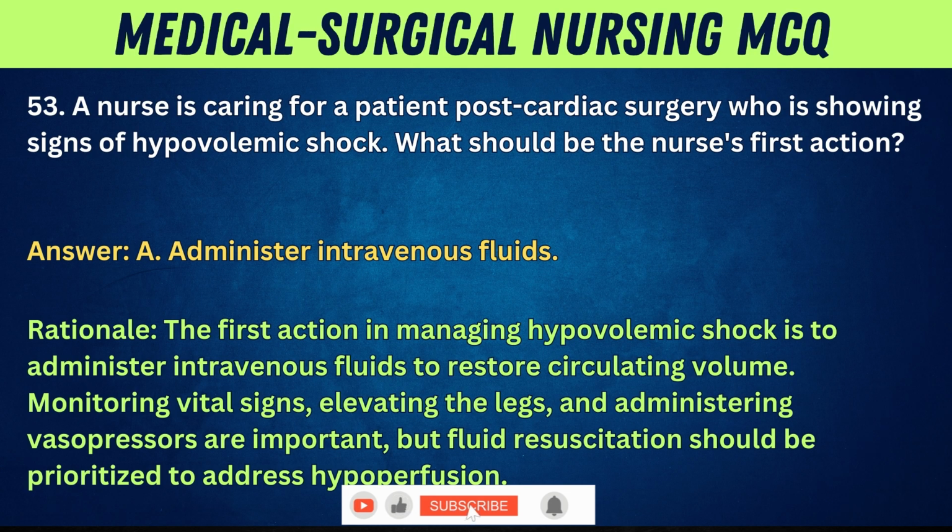Administer intravenous fluids. Rationale: the first action in managing hypovolemic shock is to administer intravenous fluids to restore circulating volume. Monitoring vital signs, elevating the legs, and administering vasopressors are important, but fluid resuscitation should be prioritized to address hypoperfusion.